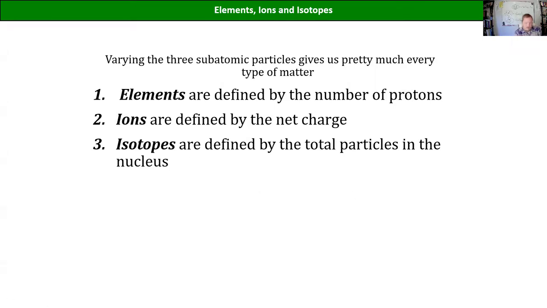The term we use to describe particles in the nucleus, you might see this term show up, is nucleons. A nucleon is just any particle that's in the nucleus, so a proton or a neutron. However, scientists don't like using "or" in their definitions. So rather than say isotopes are defined by protons plus neutrons, or protons or neutrons, they say nucleons.